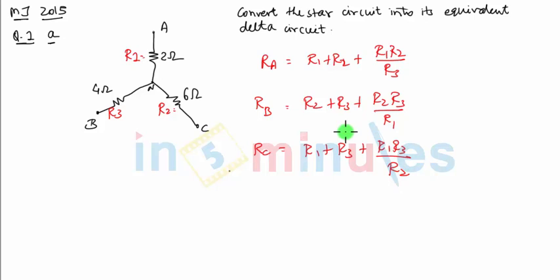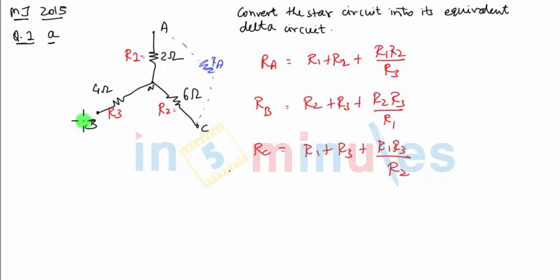Now the question is why we have taken R1 R2 for RA, R2 R3 for RB and so on. That is simply because when I connect a resistor between nodes A and B, because they also form the ends of resistors R1 and R2, I will be connecting RA between A and B, and that's how the formula for RA has R1 R2 added and then multiplied and divided by the opposite resistance, which is R3.